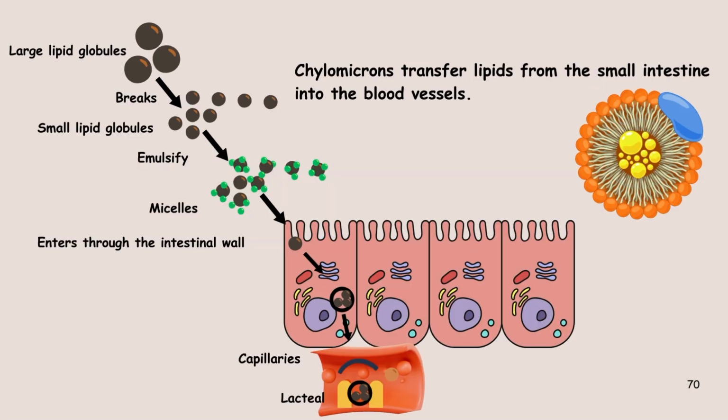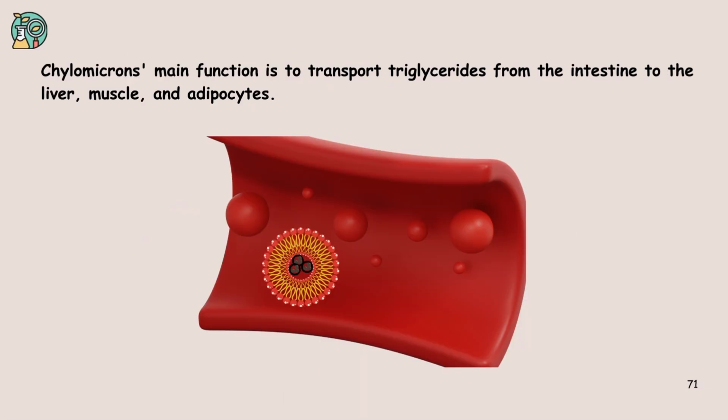The chylomicron acts like a vehicle. It transfers the lipid from small intestine into the blood vessels. The main function of these chylomicrons is to transport the triglycerides from the intestine to the liver, muscles and adipocytic cells.